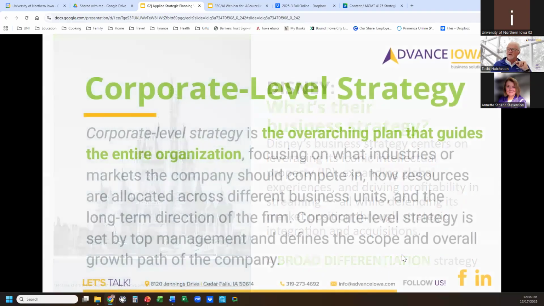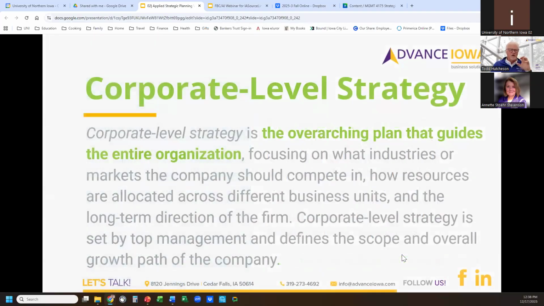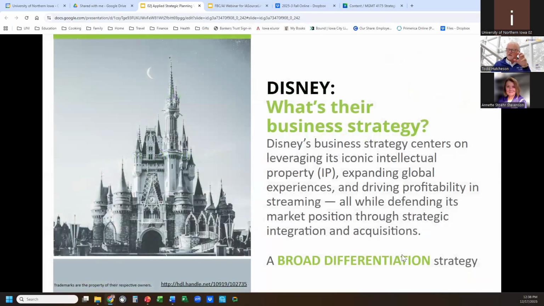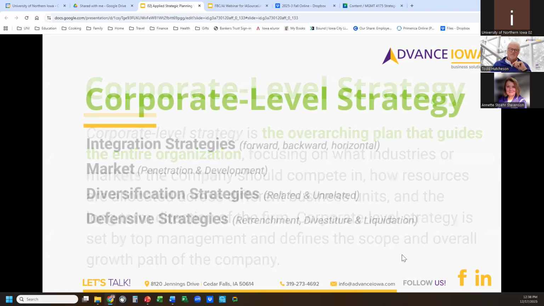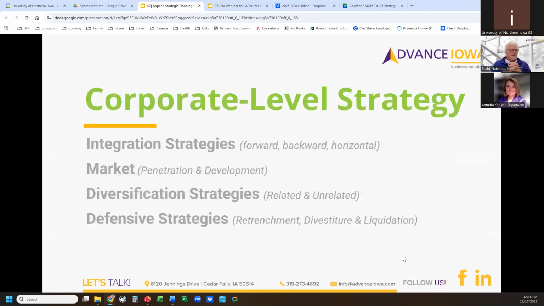They would look at, and we'll go into kind of the product sets that they've got, but they're looking to look at a broad market and then differentiate themselves as the number one in intellectual property in those global experiences and in the markets that they address. The next level that you would look at is corporate level strategy. That's the overarching plan that guides your whole organization. What industries, what markets. So I've got my broad differentiation business strategy, but now I have a corporate strategy guiding my organization. And you might look at different ways that this is addressed.